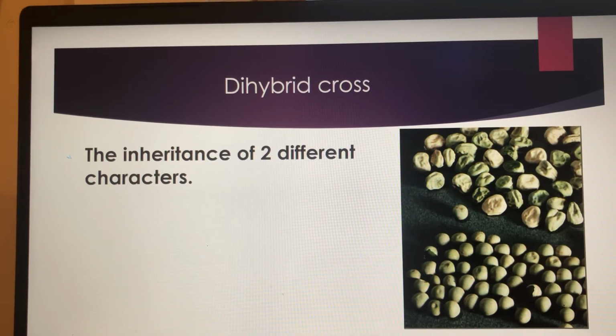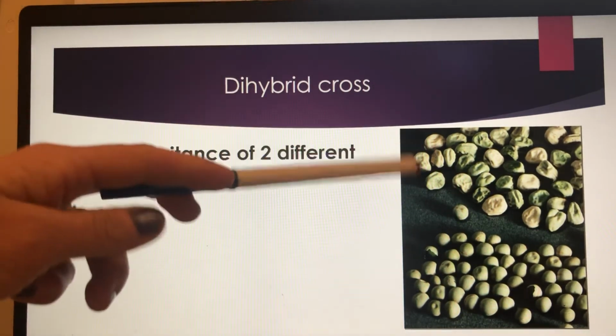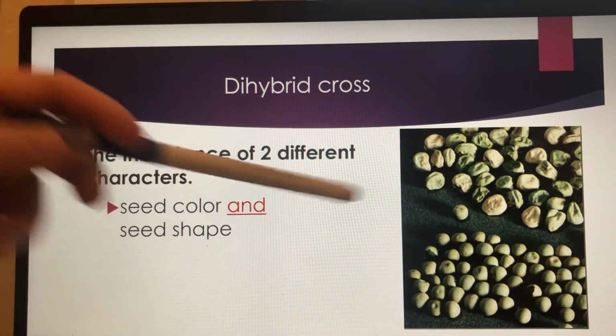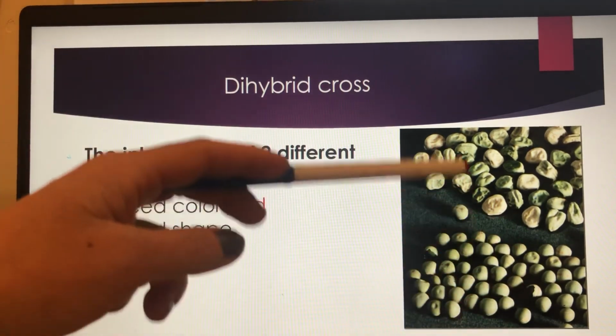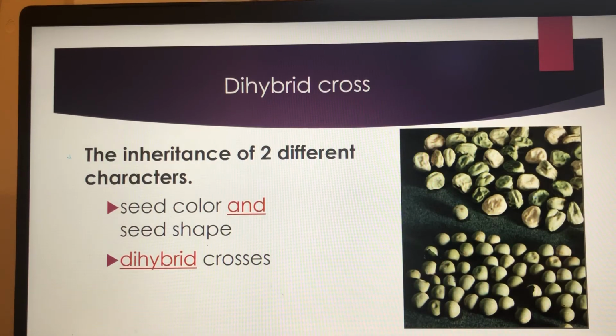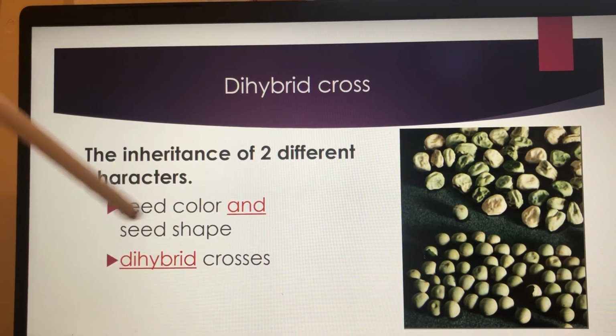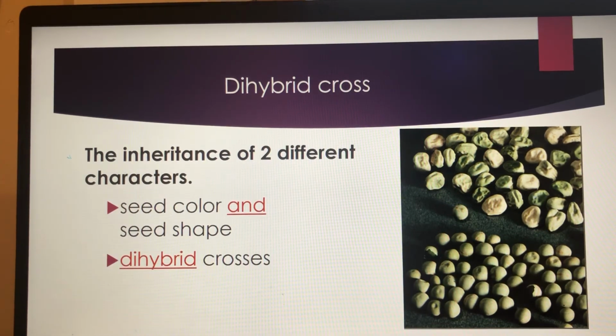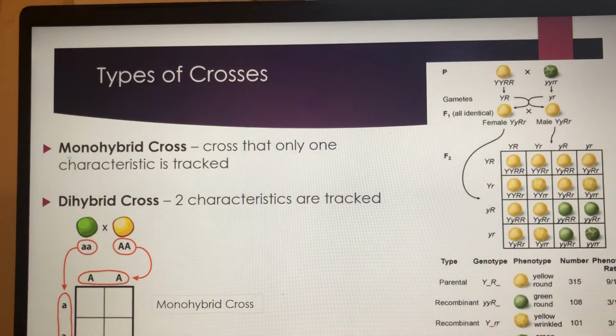Dihybrid is where we have two characteristics, okay? This is showing you. We're looking at the seed color. Is it yellow or is it green? And is it wrinkled or is it smooth, okay? We call that dihybrid cross. So what are the chances of having a yellow seed that is wrinkled? What are the chances of having a yellow seed that is smooth? What are the chances of having a green seed that's wrinkled, okay? So it's the combination of those things, okay?